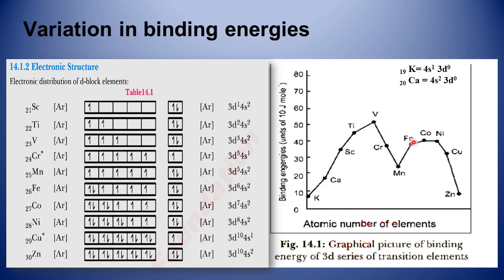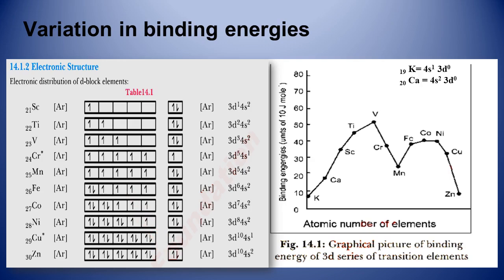As the number of unpaired electrons decreases, the binding energy also decreases. Similarly for copper and zinc, because it is going to attain the stable electronic configuration. That is why the unpaired electrons are no longer available for the bond formation. So the binding energies are going to decrease.